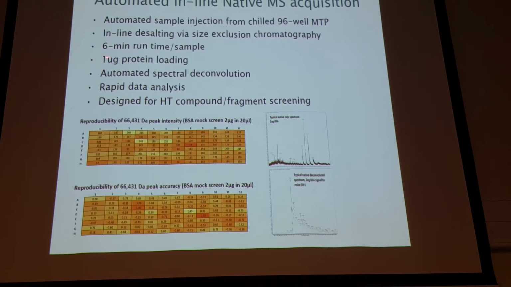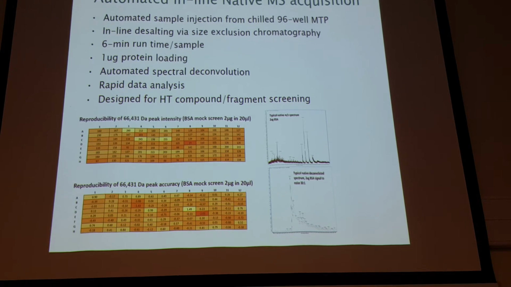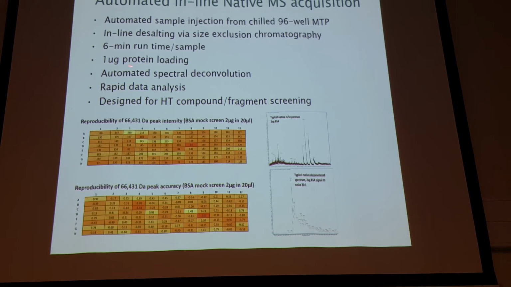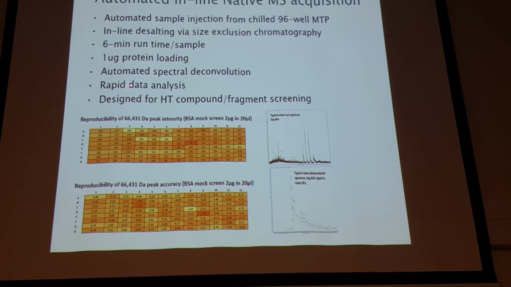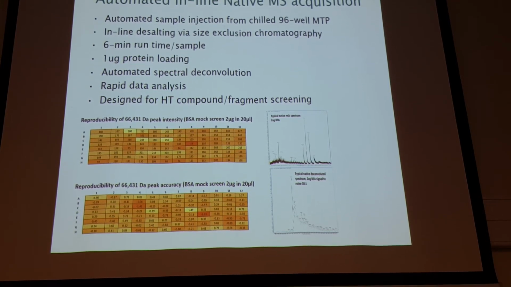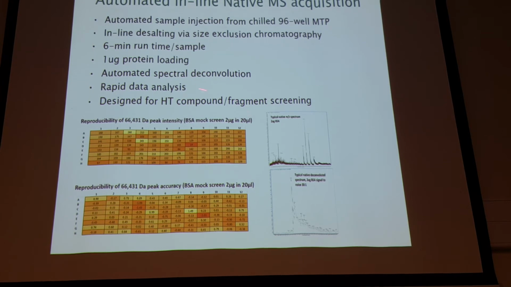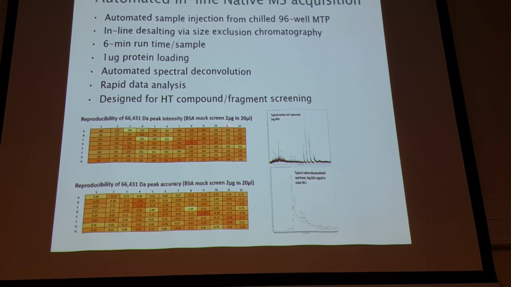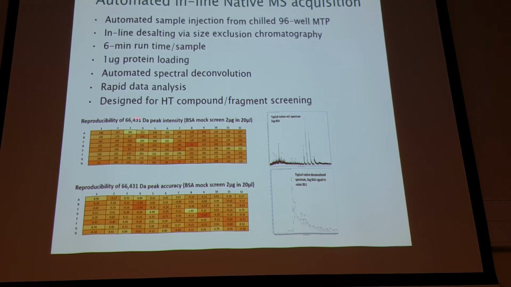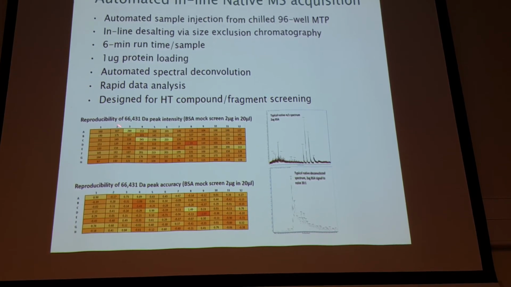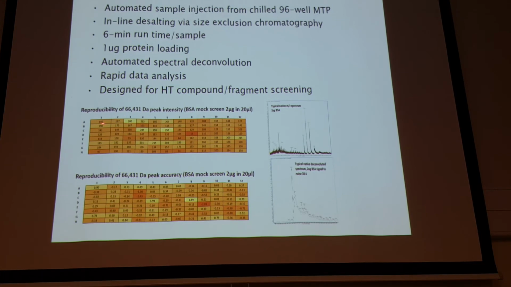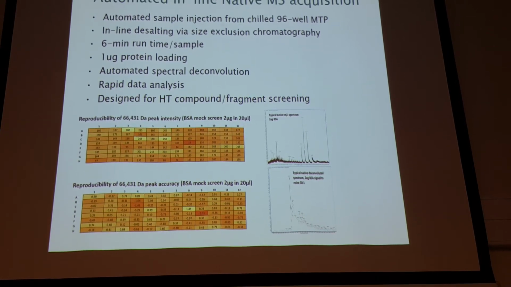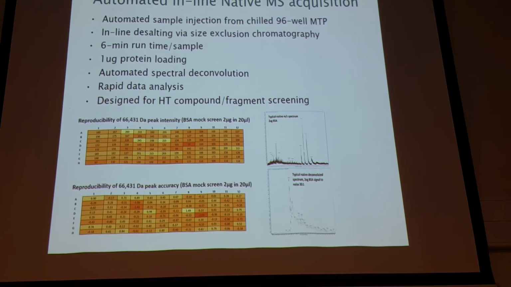So 1 microgram of protein, that's a similar amount to what we would use for a denaturing acquisition. We can automate the deconvolution. We can therefore do very rapid data analysis, and this is ideal for compound screening. And here's an example. This is a mock screen, and we've used 2 micrograms of BSA in the 96-well plate. Here I'm showing the reproducibility of the peak intensity, and here is the reproducibility of the mass accuracy. And these are the typical spectra that we get.